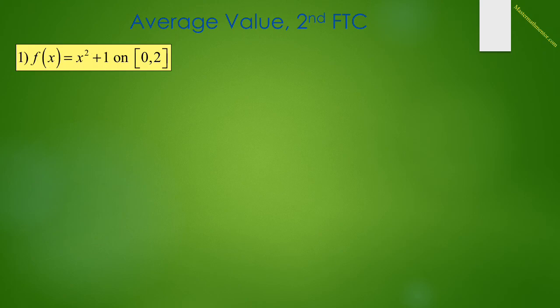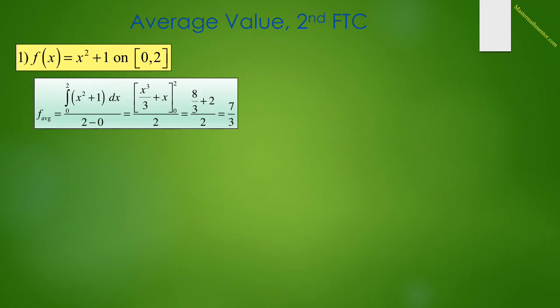In number 1, which is the same problem that we looked at when we started this video, f of x is equal to x squared plus 1 on the interval 0 to 2. And you are first asked to find the average value of the function on that interval. So the average value of f is equal to the integral from 0 to 2 of x squared plus 1 dx over 2 minus 0.